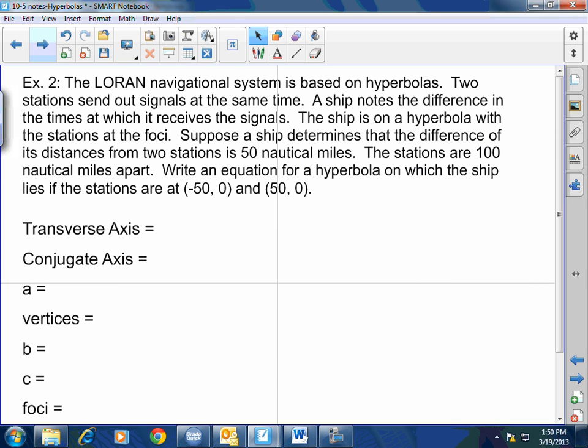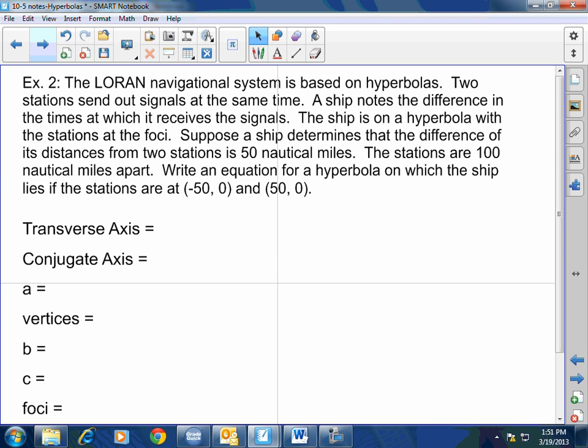And believe it or not, I'm going to show you with a very complex looking word problem. The Loran navigational system, and this is true, is based on hyperbolas. Two stations send out signals at the same time. A ship notes the difference in the times at which it receives the signals. Remember, it's calculating the difference because isn't that the definition of a hyperbola? It's when the difference of the distances from the foci to any point on the hyperbola is constant. So that's why they're looking for that difference. The ship is on a hyperbola with the stations at the foci.